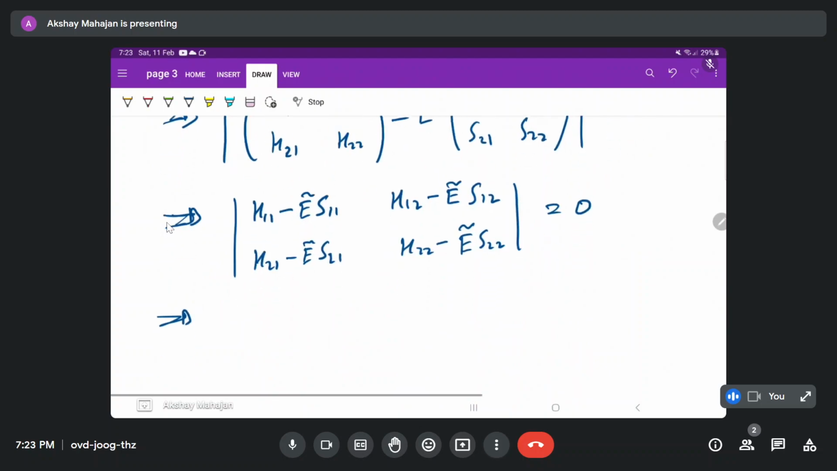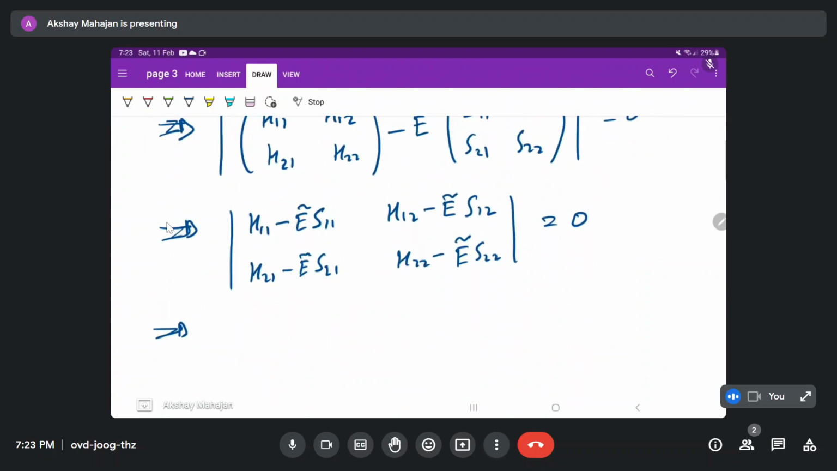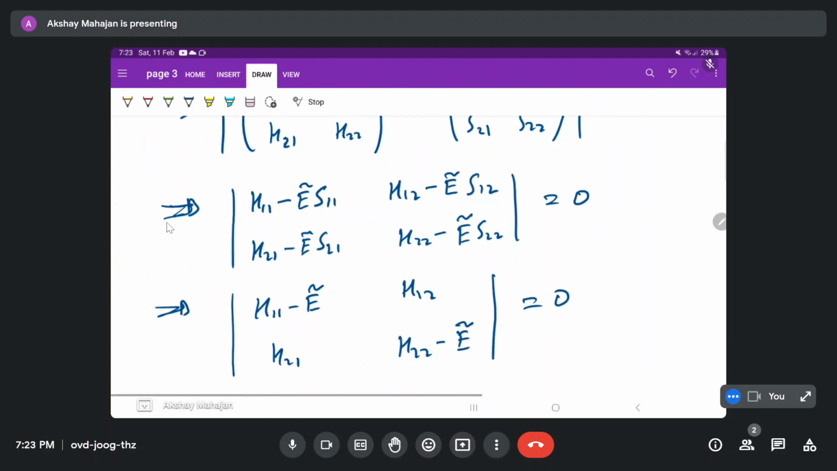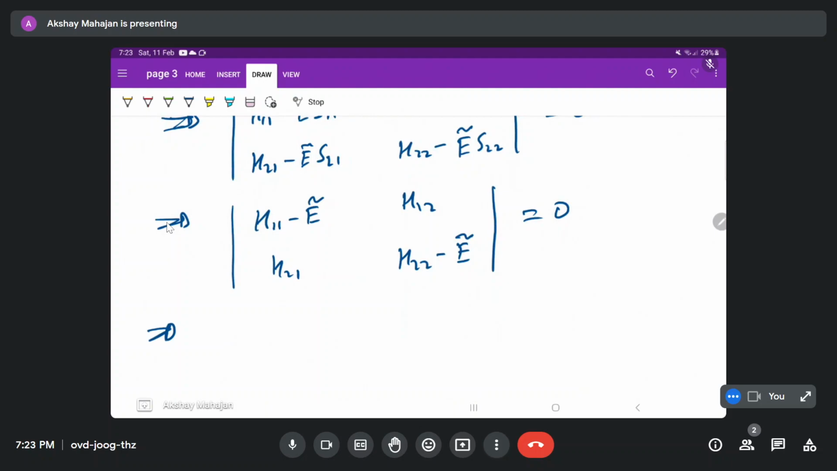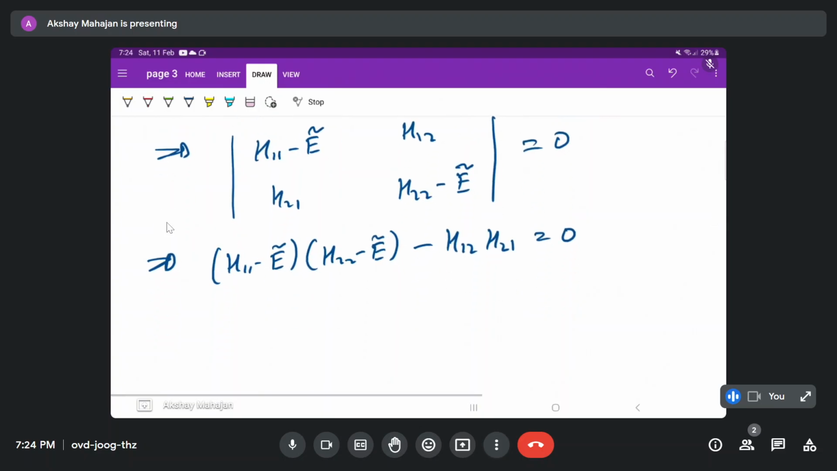Continuing like this, we know our S matrix was an identity matrix, so we have H11 minus E tilde, H12 here, H21 here, and H22 minus E tilde equals 0. From this we just have to open the determinant: H11 minus E tilde times H22 minus E tilde minus H12 times H21 equals 0, and H12 and H21 are the same. If we open this, it will give us a quadratic equation.